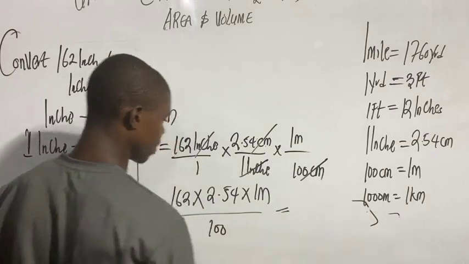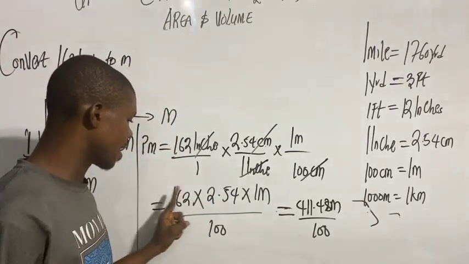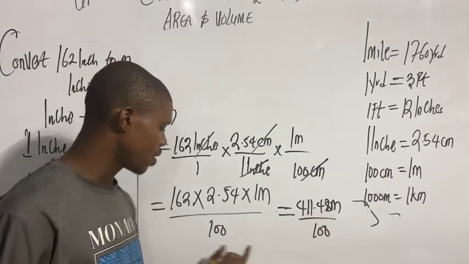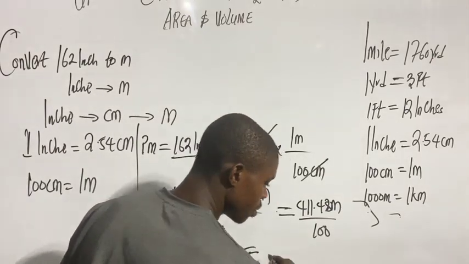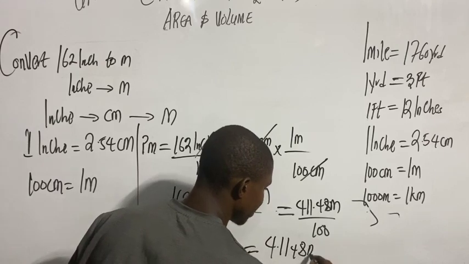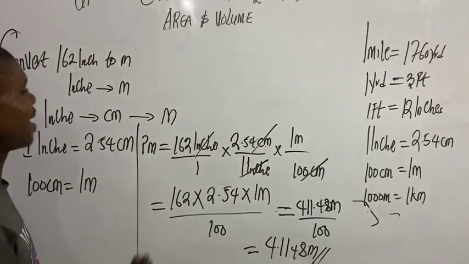So if you do this one here, if I multiply this times this, it gives me 411.48 meter over 100. If I divide it, here I have 4.1148 meter. Do you understand now? So now let's take it further.